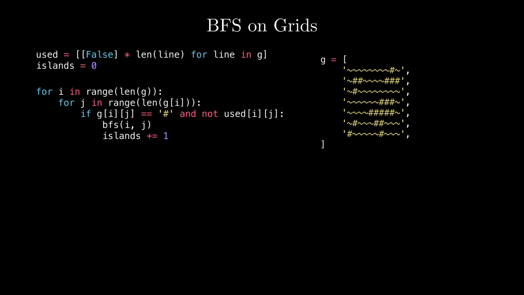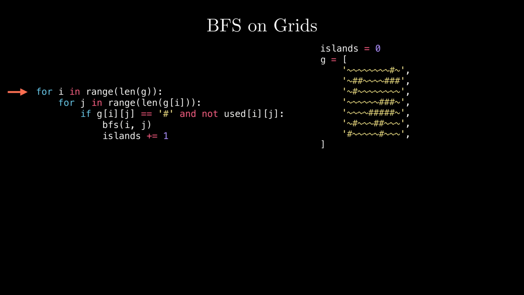We will first initialize the used two-dimensional list with false values. After that, the islands counter will be set to 0. Starting with the next step, we will iterate over the rows of the grid. On each iteration, we will look through all the cells within the current row. So we will go over the columns one by one and check if the value is part of a land.